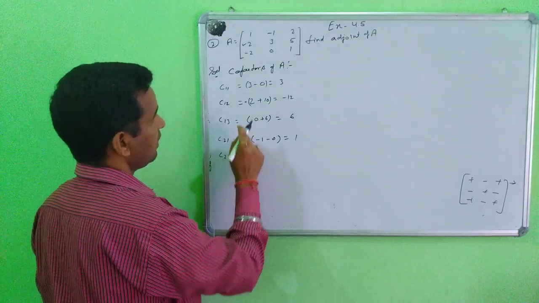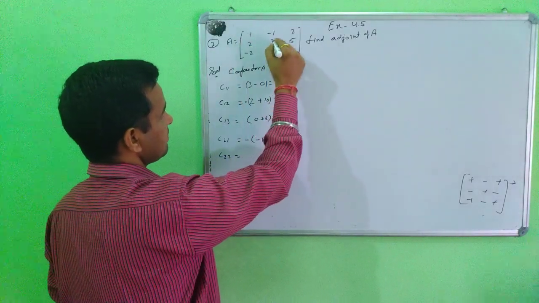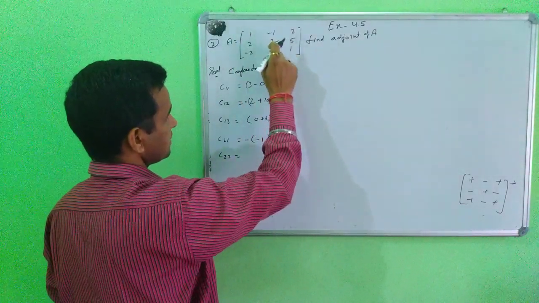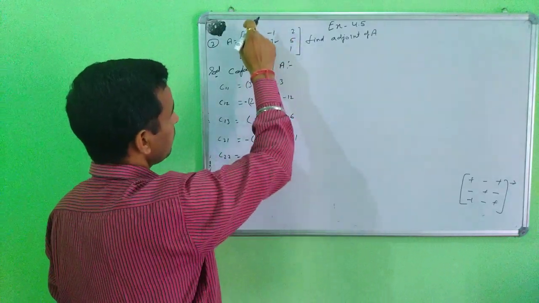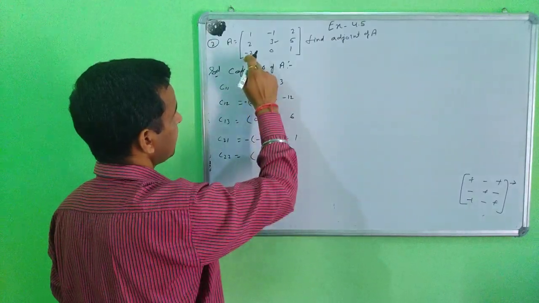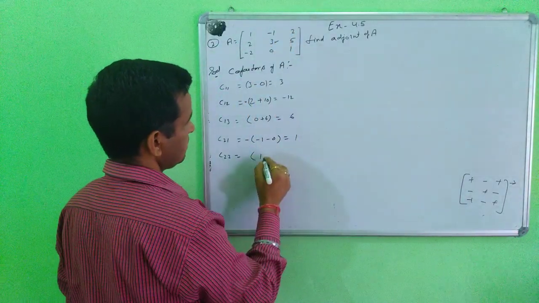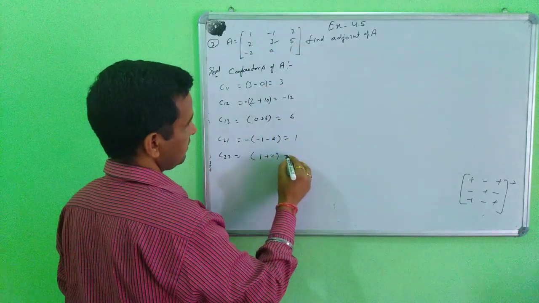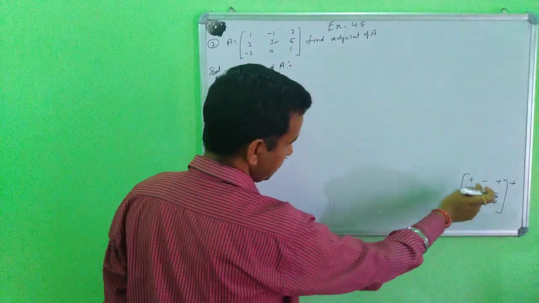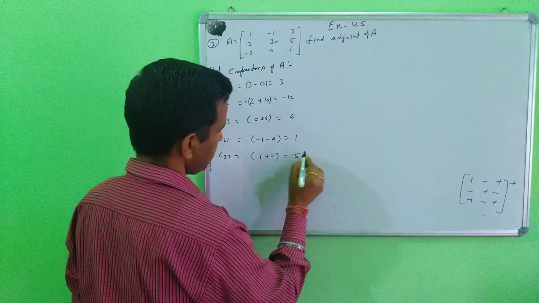C22 means this element. This second column and second row will be hidden. So what is left here? 1 1 is 1, and minus minus plus 2, 2 2 is 4. This is 2 2 here already plus, there 4 1 is 5.